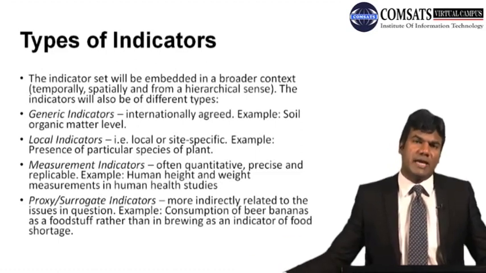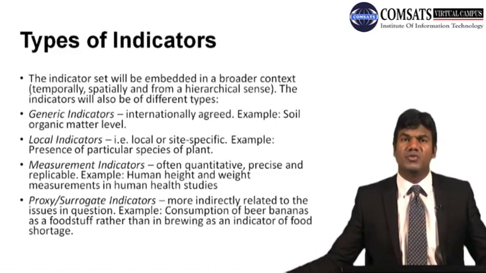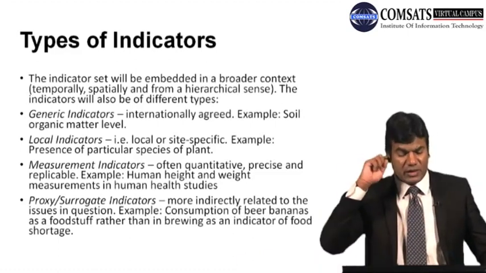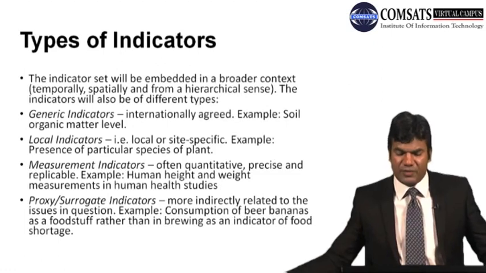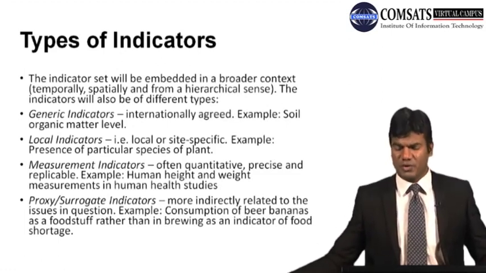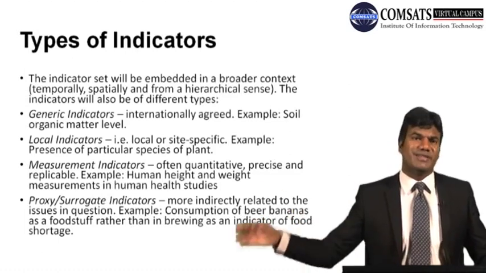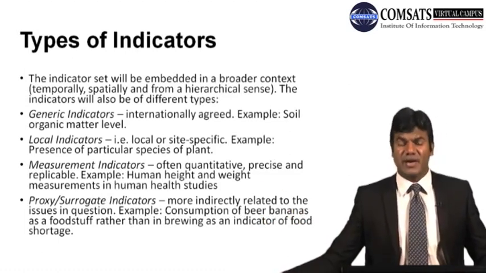Ab indicators kuch types ke hote hain. I found it very interesting and I think we need to know about it ki kaun kaun se indicators hote hain. Number one is your generic indicator. Generic indicator wo hain which are internationally agreed. Uske andar koi aapki problem nahi hoti. For example, soil organic. Ki ji agar aapne kisi agricultural land ki productivity dekhni, you just pull out the soil, test it, and you have it. So that is a generic indicator.